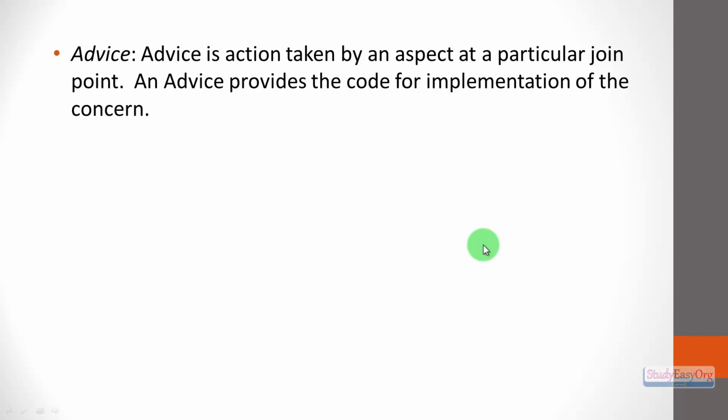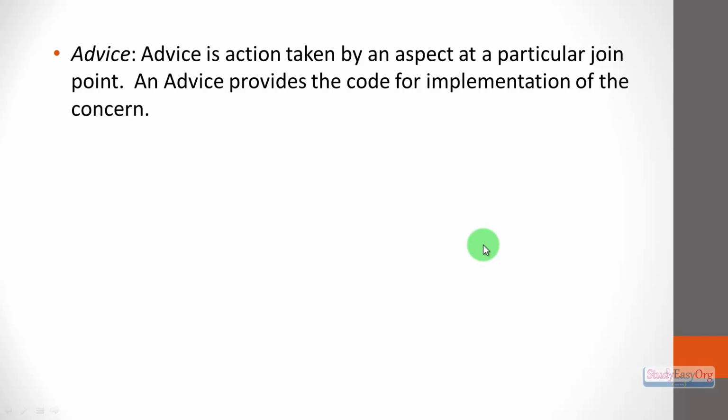Now what is advice? When it comes to Spring's AOP, advice would be a method inside your aspect. Now friends, if we check this particular definition, it says advice is an action taken by an aspect at a particular join point, and advice provides the code for implementation of the concern. Now friends, these theoretical definitions might not give you a proper understanding of these terms. Don't worry about it, because all of these terms would be implemented live on Eclipse in order to give you a better understanding. But definitely even the theory is important.